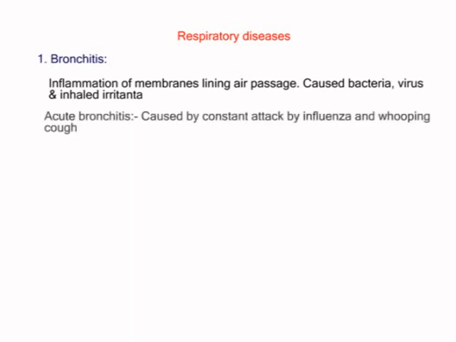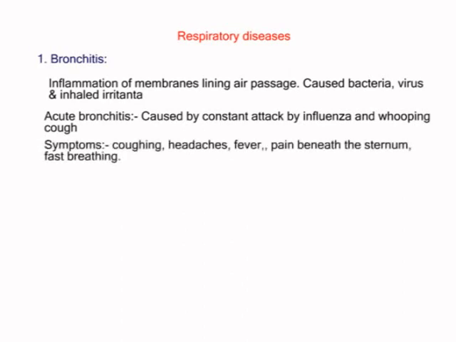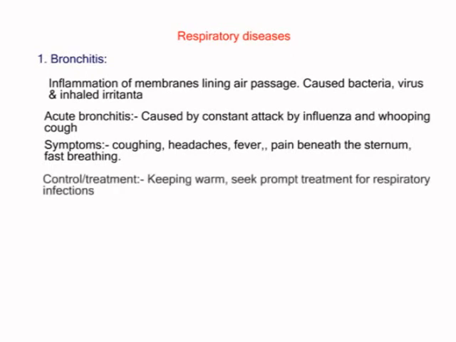Acute bronchitis is caused by the constant attack of influenza and whooping cough. Chilling of the body makes one susceptible to bacterial infections. The symptoms of acute bronchitis include coughing, headaches, fever, pain beneath the sternum, and breathing fast. Acute bronchitis can be prevented by keeping warm, and whenever symptoms appear, one is advised to seek prompt treatment for infections of any respiratory system.